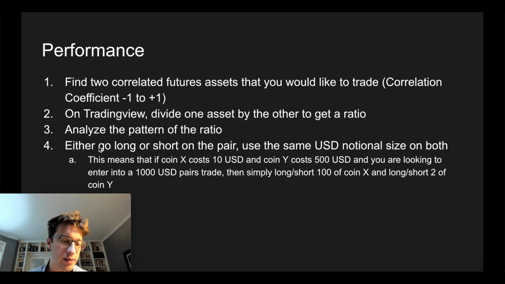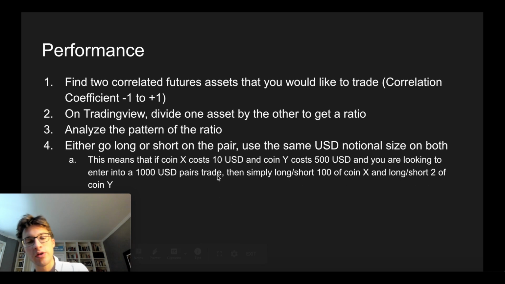And yeah, like I'd said before, you're either going to go long or short on the pair. But what you want to do when you do this is use the same USD notional size on both. So what I mean by this is, let's say that coin X, which in this case is Rune, costs 10 USD, and coin Y, in this case Comp, as an example, costs 500, and you're looking to enter into a 1,000 USD pairs trade. Well, then what we want to do is to either long or short 100 of coin X, and then long or short 2 of coin Y.